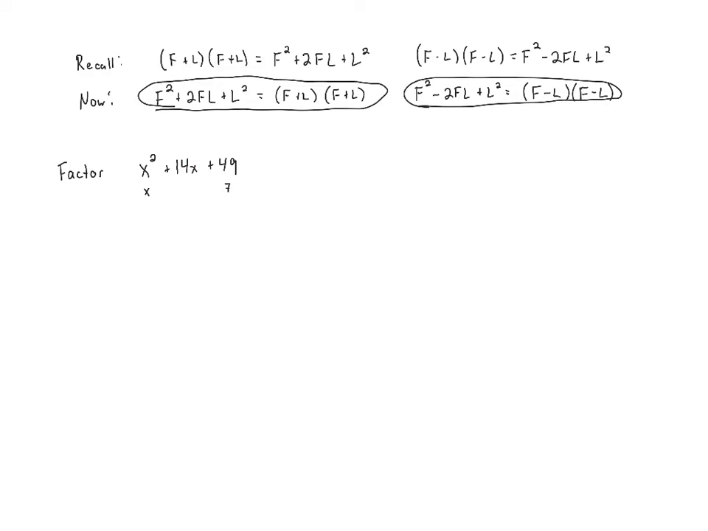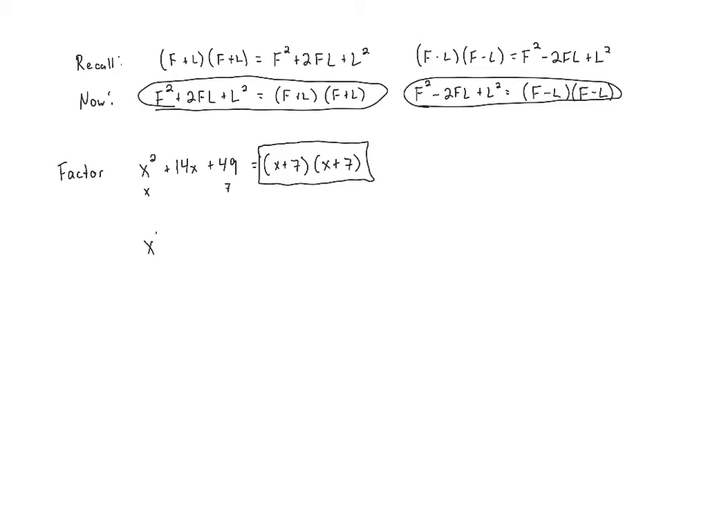Because this fits with all of these different requirements, we know that this is the special form, and we can write it as f plus L. In this case, it's going to be x plus 7 times itself, x plus 7. And this is the factored form. Let's take a look at another one.